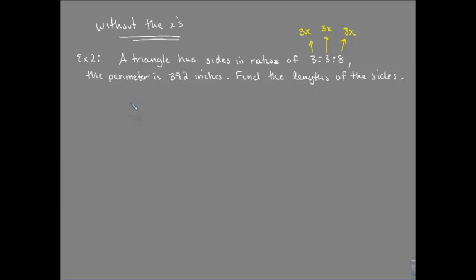So to solve this problem, the perimeter is just adding up all the sides together. So I'll add the sides together and set it equal to 392. 3x plus 3x plus 8x is 14x. Divide both sides by 14. Whatever that is, x would be 28.